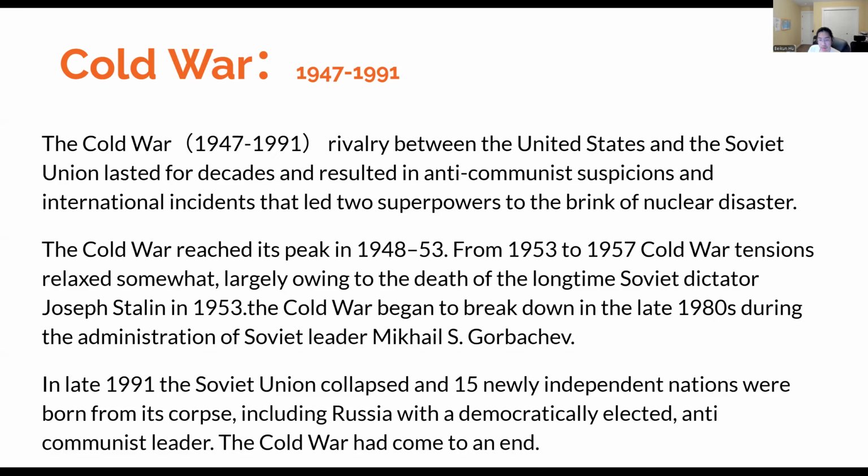In the 1970s, the Cold War tensions were eased once again by the SALT treaties. Do you guys know the SALT treaties? The Strategic Arms Limitation Talks, the SALT treaties or agreements, right? So basically they took down a bunch of missiles. They set limits on anti-ballistic missiles and other strategic missiles capable of carrying nuclear weapons. So in the end, the Cold War began to break down in the late 1980s because Mikhail S. Gorbachev came into office in the Soviet Union.